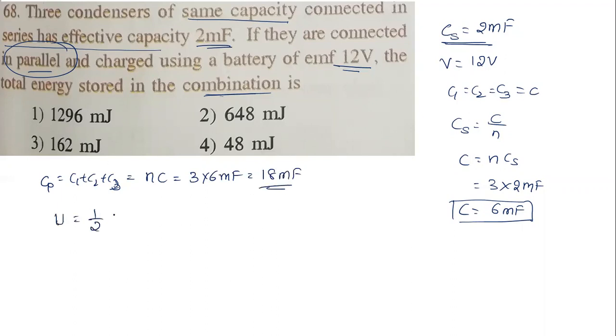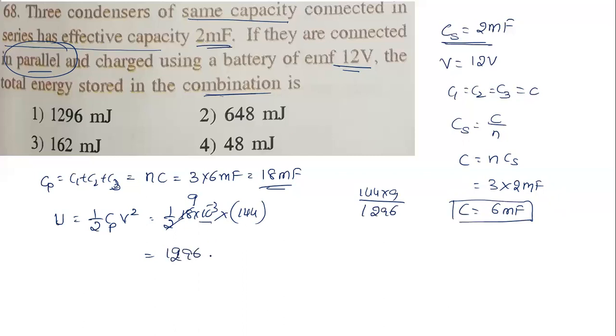U equal to half C V square, that is Cp. So 1 by 2 Cp, we got 18 millifarad, 18 into 10 power minus 3, into V square. V is 12 volt. 12 square is 144. And simplify this: 9 into 144, you get 1296. So it is 1296 into 10 power minus 3, now I'll take millijoule. So the answer is the first option.